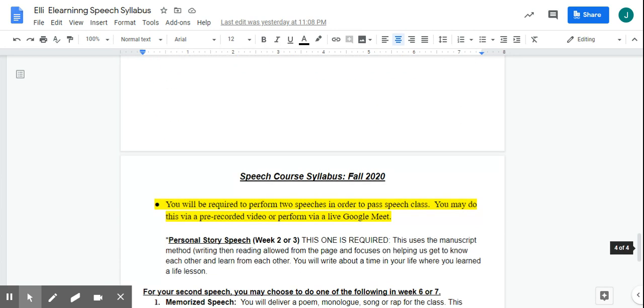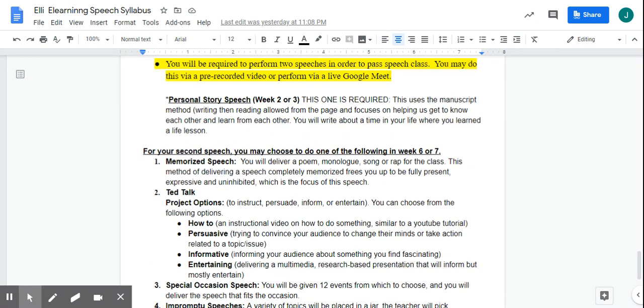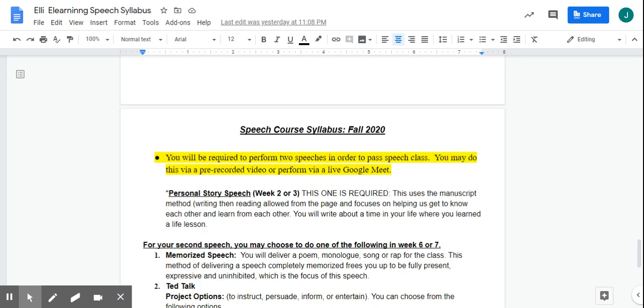And then as far as speeches go, I'm going to require that you do 2 speeches in order to pass the class. That's cut down quite a bit from if we were meeting in person. So during the first 2 to 3 weeks, you're going to do a personal story speech. And again, it is required. You are going to be allowed to write some notes on a page and sort of read from the page or use the page's notes. You'll write about a time in your life where you learned a life lesson.